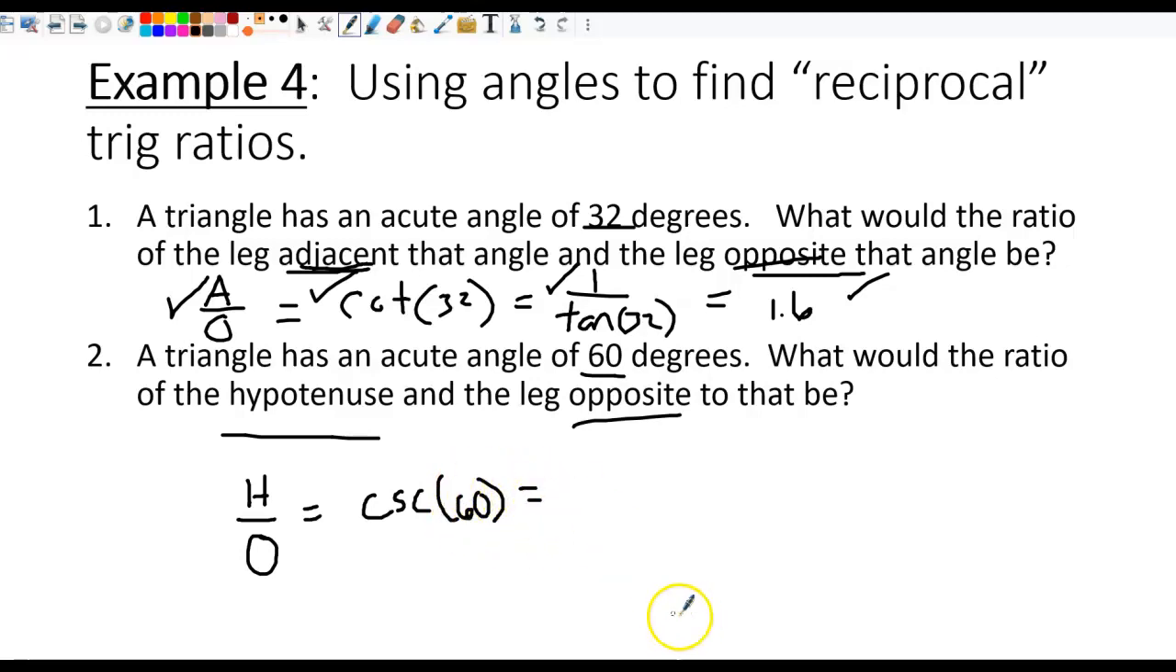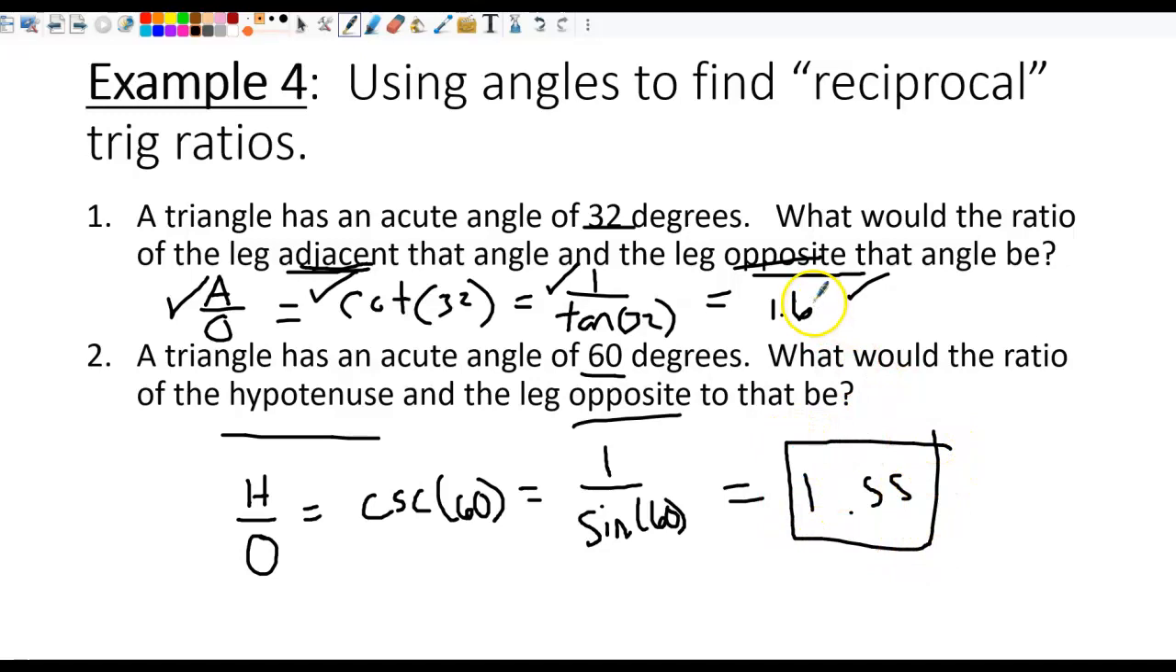Well, cosecant is the reciprocal of sine. So cosecant of 60 is going to be 1 divided by sine of 60. And that's what I'll type into my calculator. So let's see what I get if I do that. 1 divided by sine of 60 is 1.55. And there it is. Okay, so those are the two answers there.